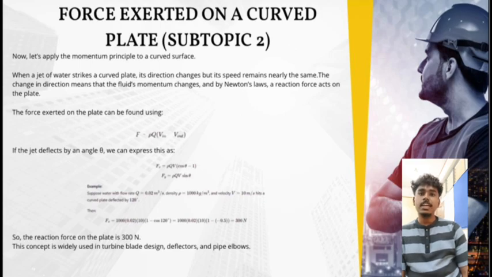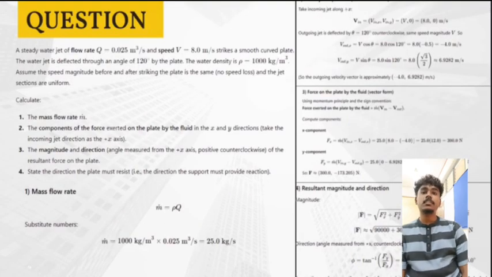First, we find the velocity components of the jet. Horizontal component Vx is velocity multiplied by cosine of the angle. That is 15 times cosine of 120 degrees, which equals negative 7.5 meters per second. Vertical component is velocity multiplied by sine of the angle. That is 15 times sin of 120 degrees, which equals approximately 12.99 meters per second.